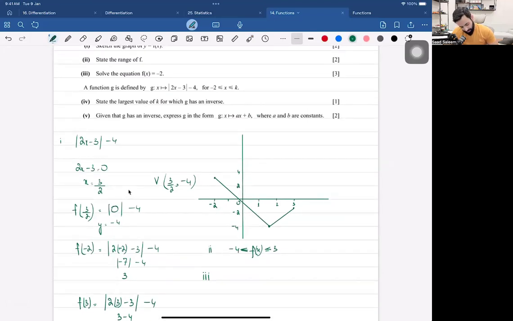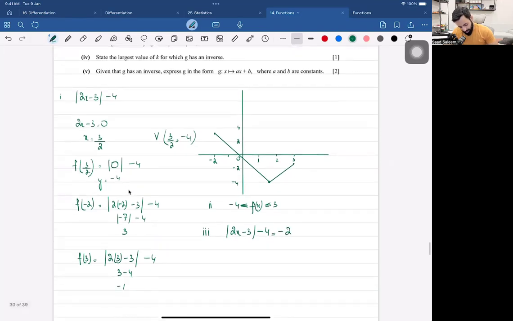So we have f of x, which is 2x minus 3 inside the modulus minus 4, and we need to equate this to minus 2. So let's take minus 4 across the equals to sign. So 2x minus 3 inside the modulus is equals to minus 2 plus 4, which is equal to positive 2. Now what happens when we remove the modulus? 2x minus 3 is equals to 2, or 2x minus 3 is equal to minus 2. Now what happens if I solve this? 2x is equals to 5, x is equals to 5 upon 2.